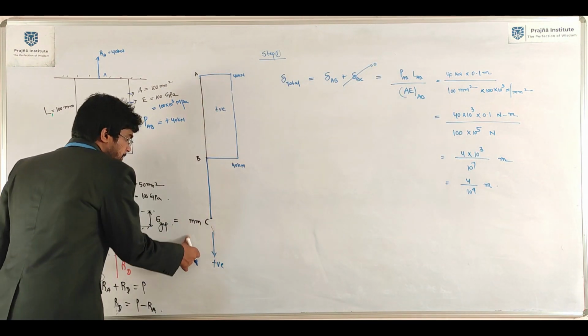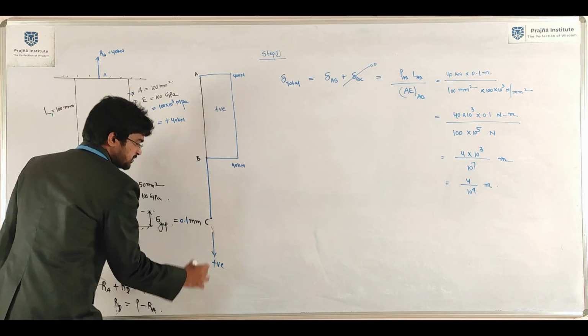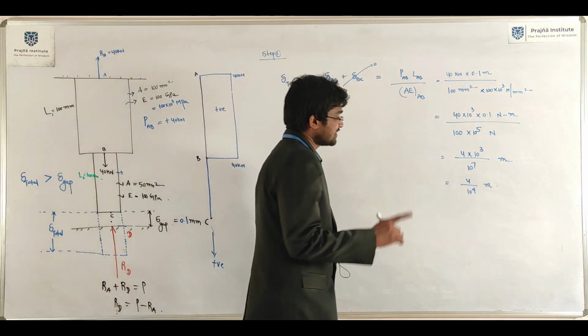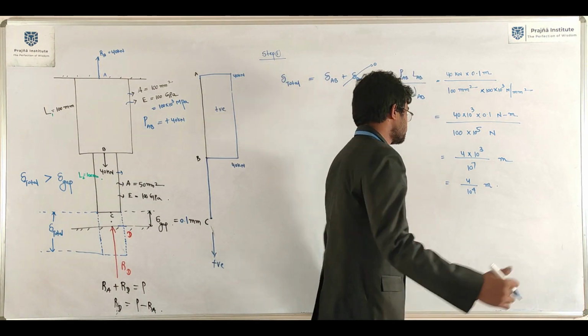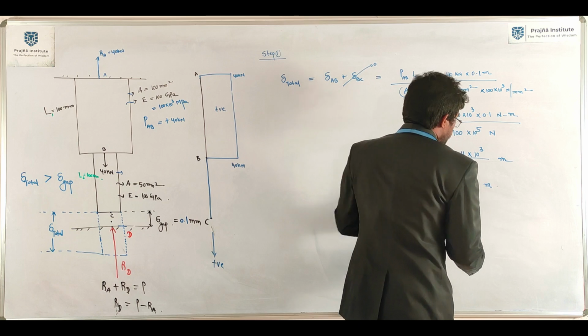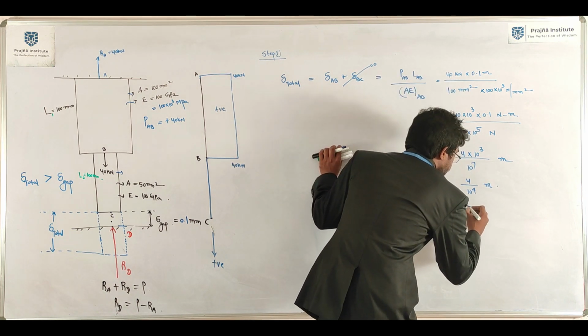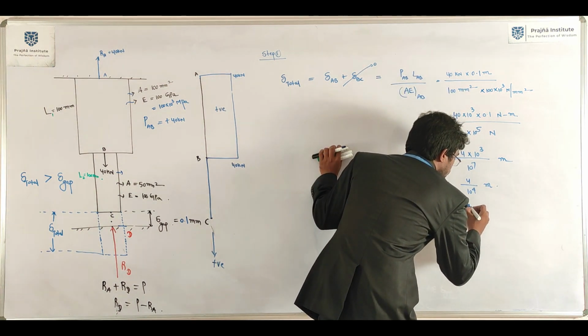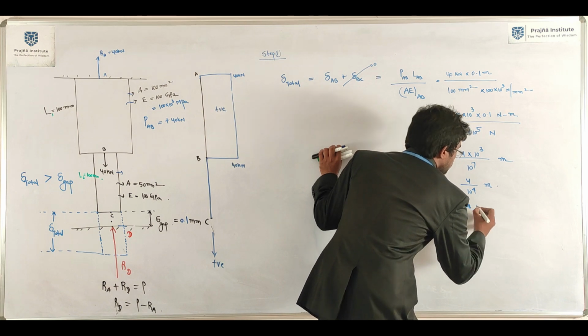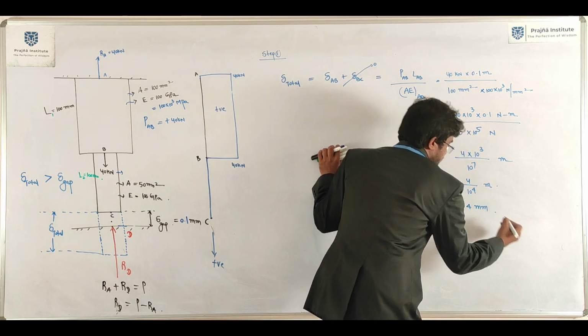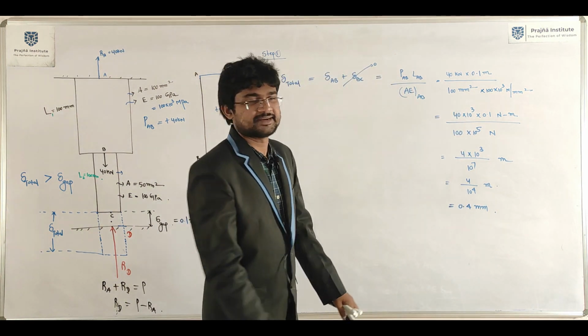Here I need to keep it in mm. That is better. Then only we can solve the problem. No issue. 4 by 10 power 4 meter in the sense, tell me, 0.4 mm. Delta total.